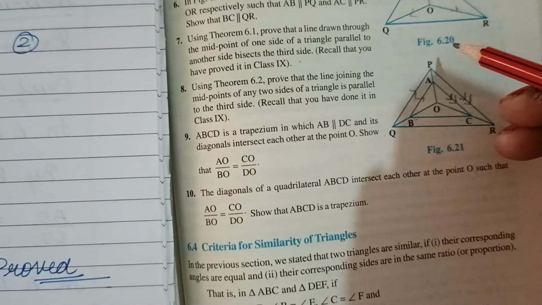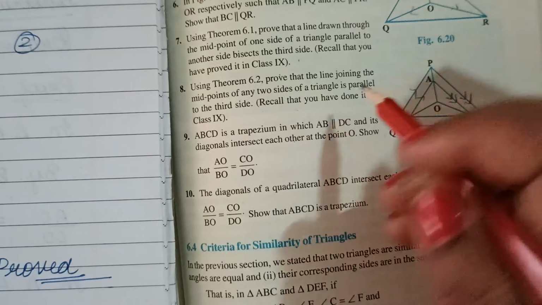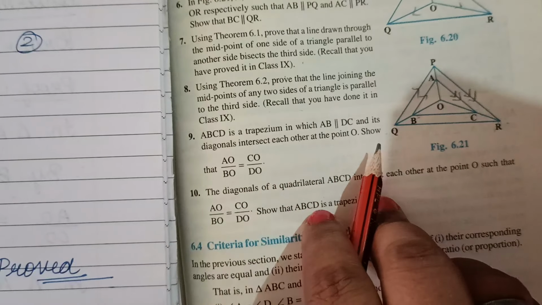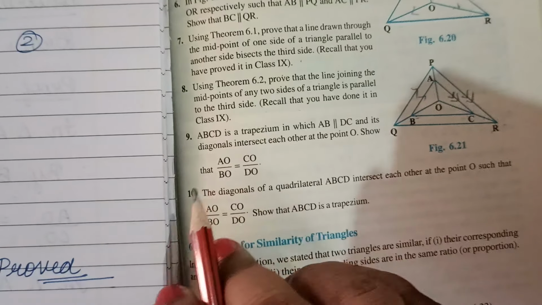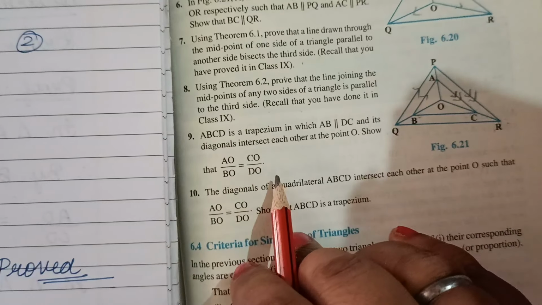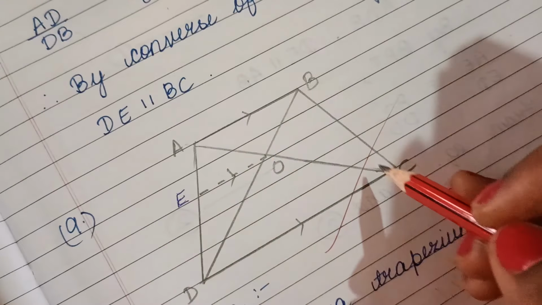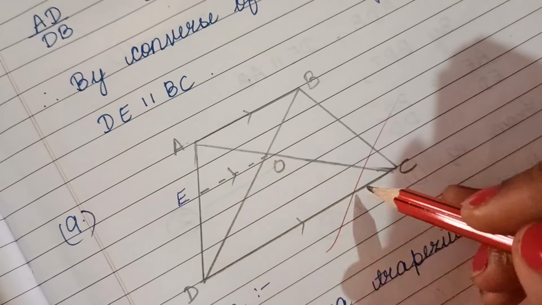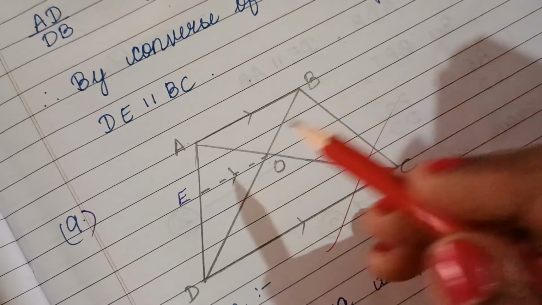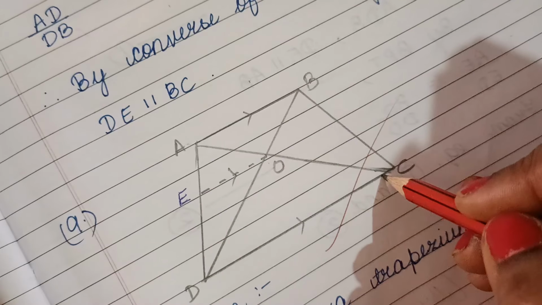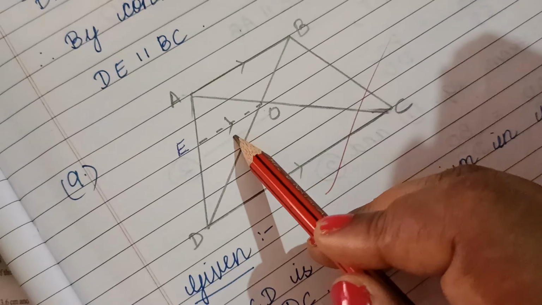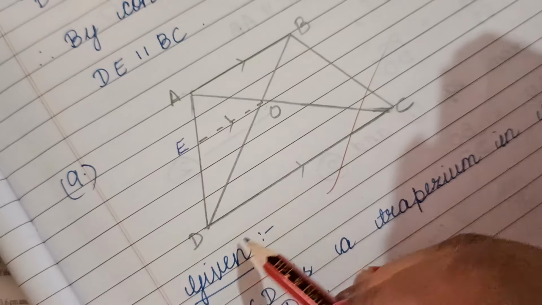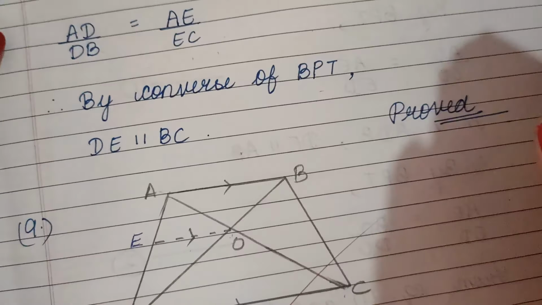Now come to question number 9. ABCD is a trapezium in which AB is parallel to DC and its diagonals intersect each other at the point O. Show that AO by BO equals CO by DO. So we have taken a trapezium ABCD in which the diagonals are intersecting at point O and AB is parallel to DC. We have to prove that AO by BO equals CO by DO, isn't it? That is what we have to prove. For this we have done a construction. Draw EO parallel to AB or DC. Now let us prove it.